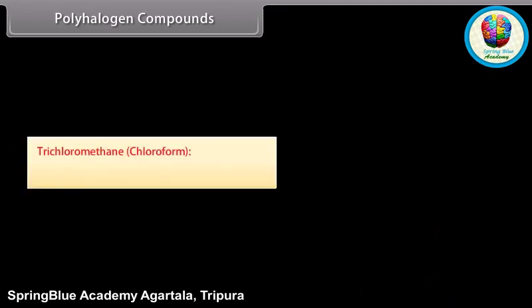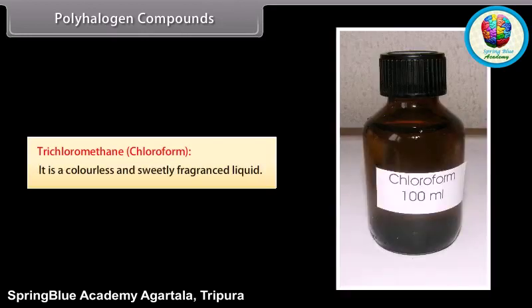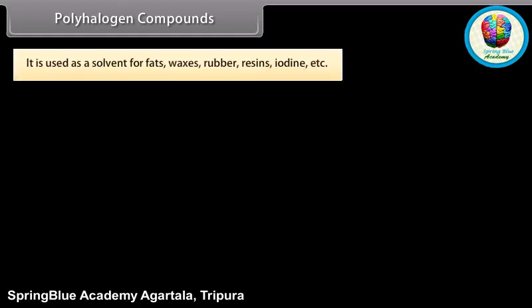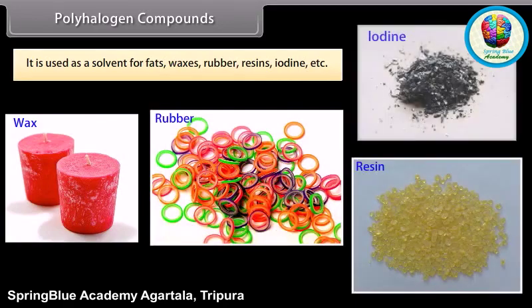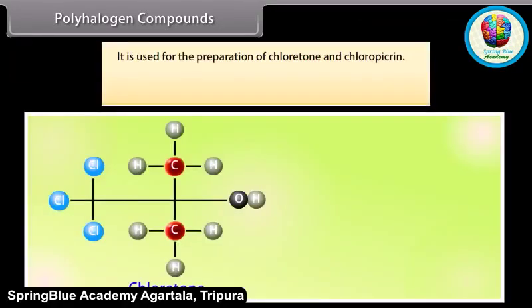Trichloromethane, chloroform. It is a colorless, sweetly fragranced liquid. It is used as a solvent for fats, waxes, rubber, resins, iodine, etc. It is used for the preparation of chloretone and chloropicrin.